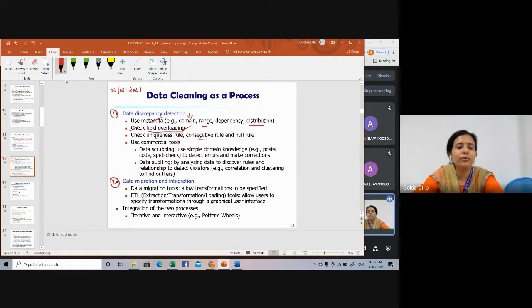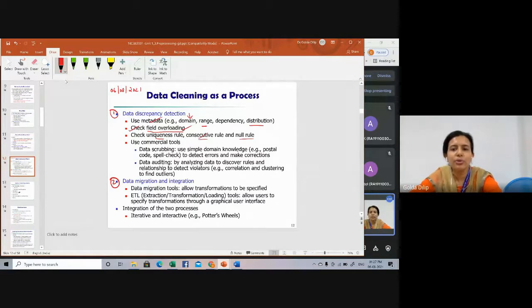Then the consecutive rule. What about the consecutive rule? If you have defined a lowest value and a highest value, ensure that there are no missing values between the lowest and the highest. Also ensure that all the values are unique, just like your check numbers or whatever.